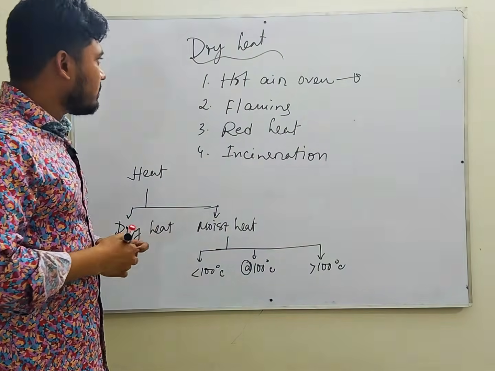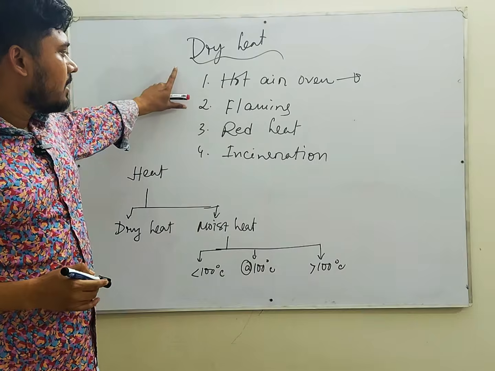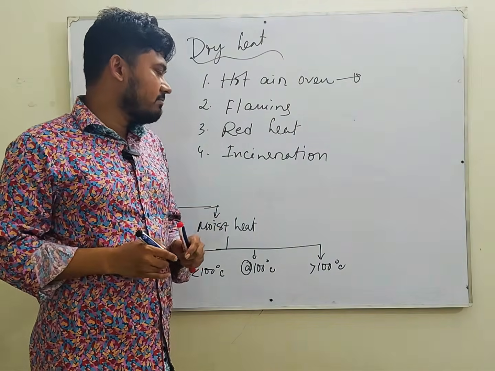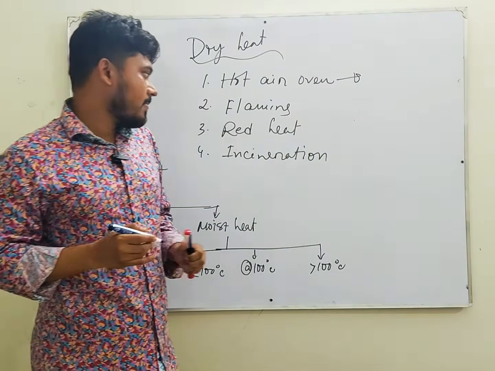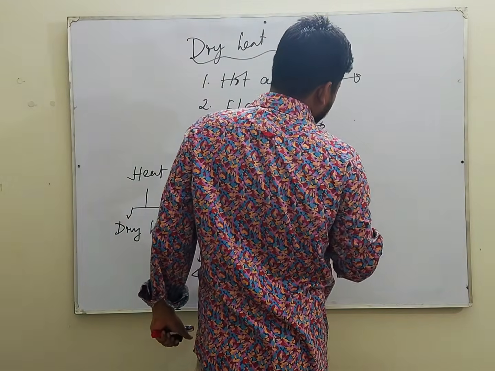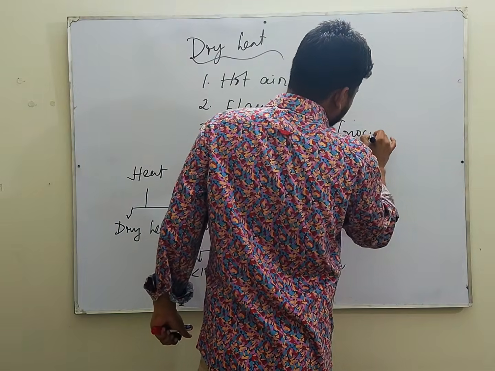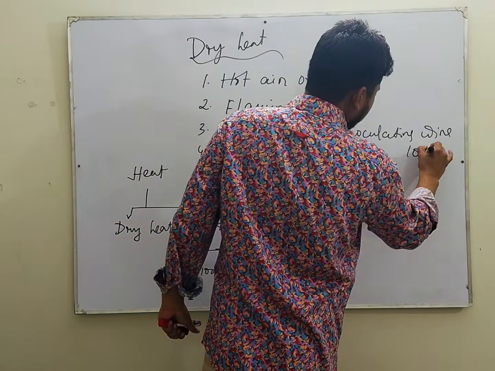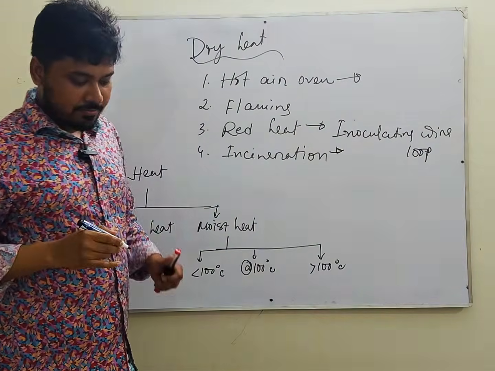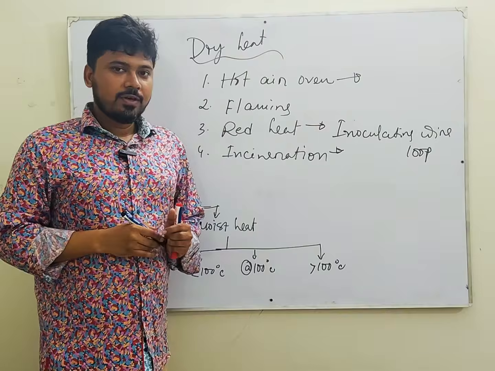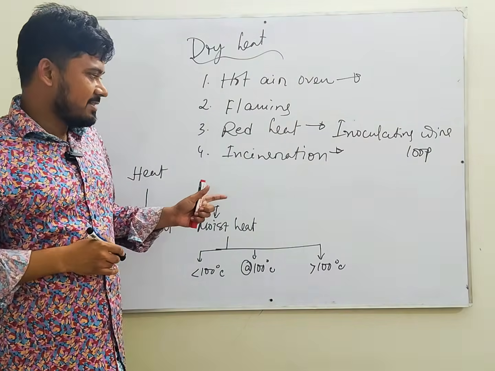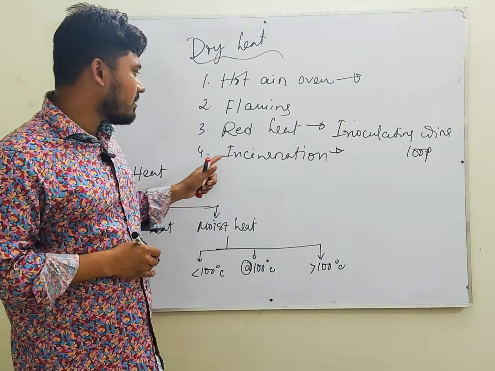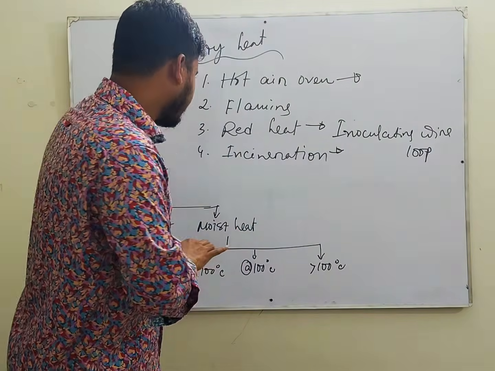Hot air oven is the most common method of dry heat, and then red heat is another method. Red heat means the instrument is held on a flame until it becomes fully red. By this method, we can sterilize inoculating wire loop. And incineration is the process where the infected materials are burnt into ashes. Infected materials like infected gauze piece and other specimens are burnt into ashes.